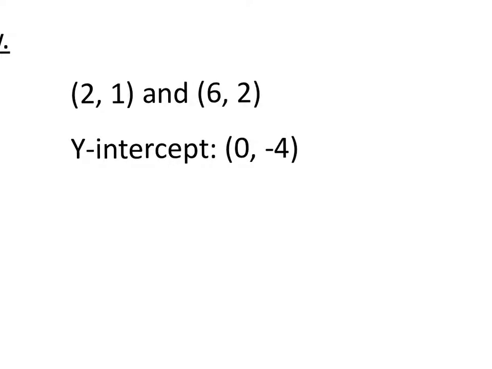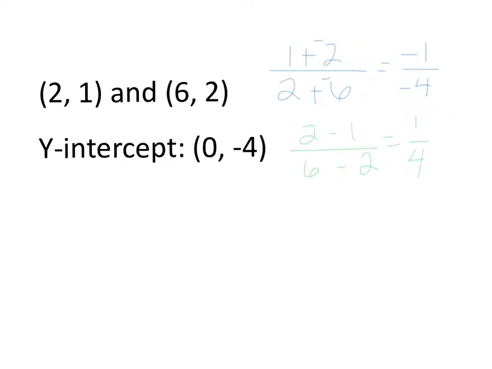So we know we're going to subtract the points, and that order doesn't matter. We can do 1 minus 2 over 2 minus 6, or we can do 2 minus 1 over 6 minus 2. 1 minus 2 is -1 because we add the opposite. 2 minus 6, add the opposite, becomes -4. Or we can say that 2 minus 1 is 1 and 6 minus 2 is 4.